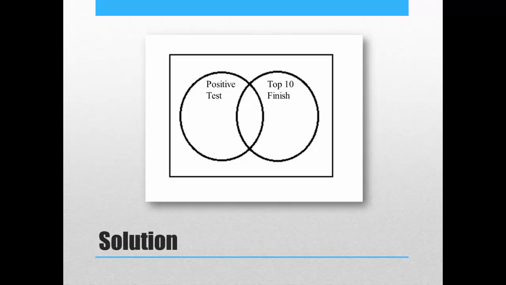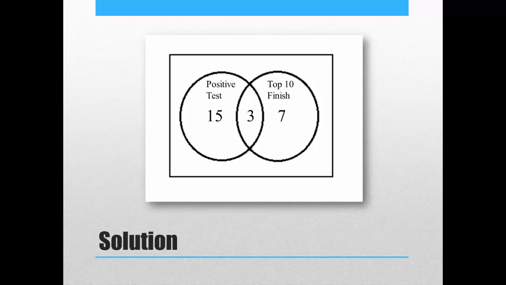Let's take a look at the solution. We are told that 3 of the top 10 finishers also tested positive for drugs. Therefore, the rest of the top 10 finishers, 7, must not have tested positive for drugs. A total of 18 riders tested positive for drugs, and since we have already accounted for 3, 15 remain.